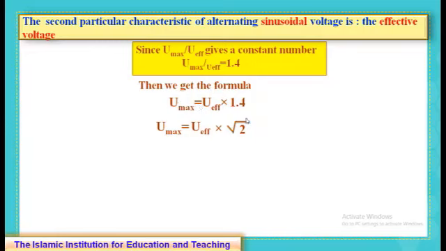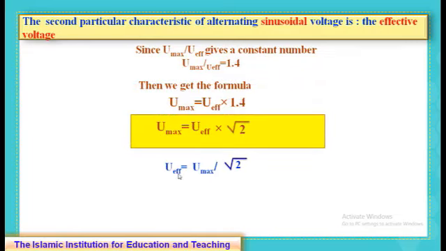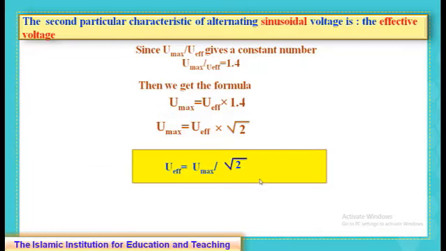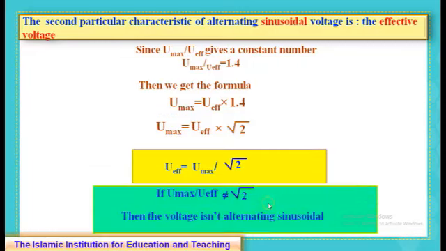1.4 is approximately equal to radical 2. Then we can infer another rule: U effective is equal to U maximum over radical 2. This is to be memorized. But keep it in mind that if U maximum over U effective is not equal to radical 2, then this voltage is not an alternating sinusoidal voltage.